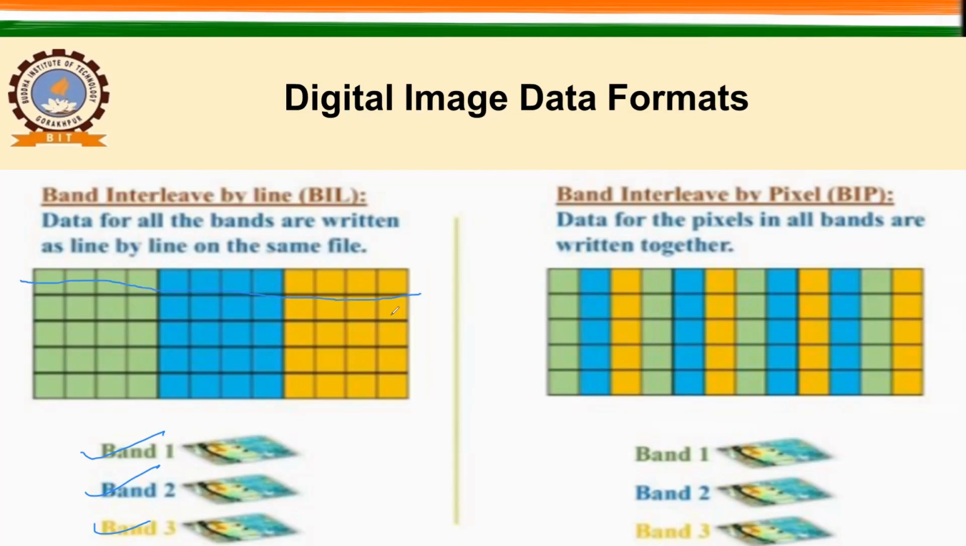Then the first line of the second image and the first line of the third image. Likewise here we have only 3 bands. Then the second line of the first band, then after that in the second line itself band 2 and after that band 3. So in one line band 1 is there, band 2 is there and band 3 is there. The second line of the first band, second line of the second band, and second line of the third band.